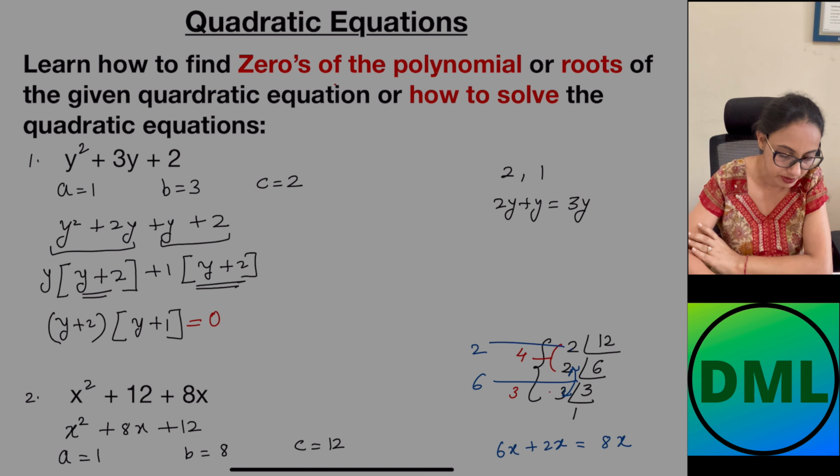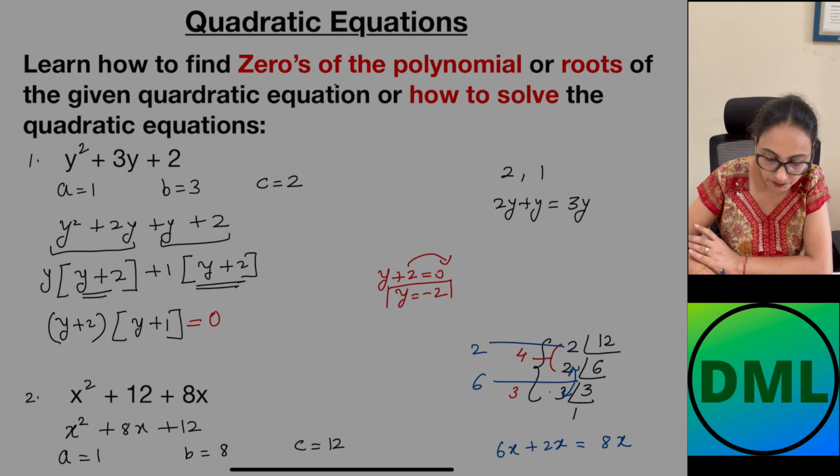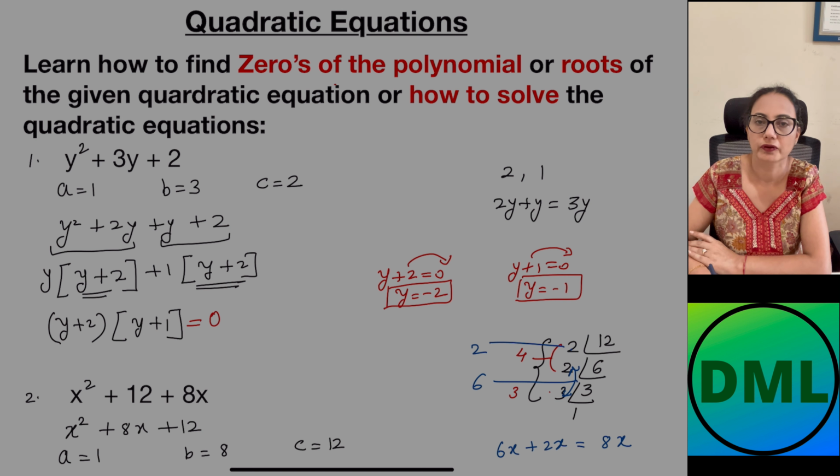If this factor is 0, that means if you put y plus 2 is equal to 0, move this to the right hand side, the value for y is minus 2. So this is one of the zeros of the polynomial. If I put y plus 1 is equal to 0 and solve it, move this to the right hand side, it will be y is equal to minus 1. This is the second zero of the polynomial.